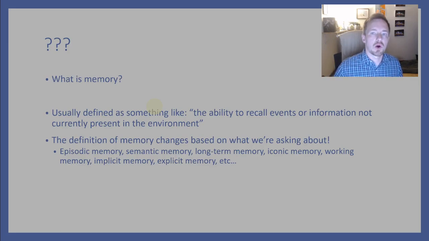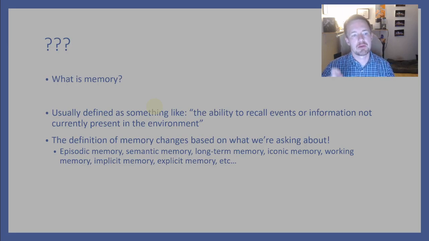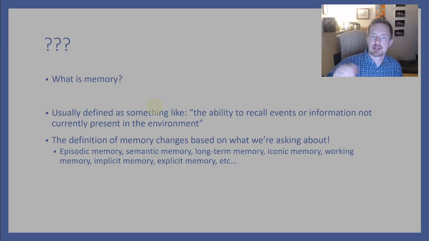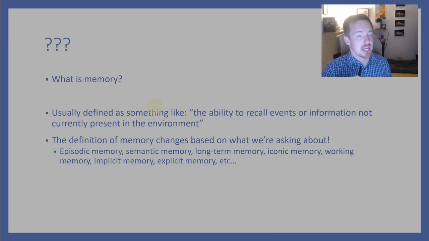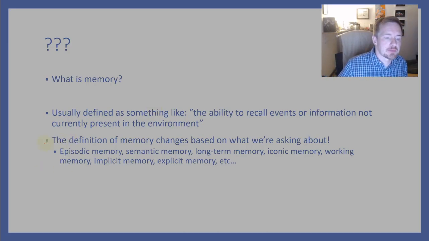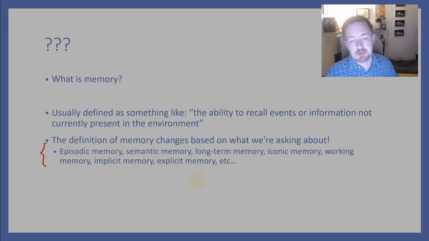But as you're going to see, it really depends on how you are talking about memory. If you're talking about memory for events that happened earlier to you today, that is one form of memory. If you're talking about memory for vocabulary words, that is a different form of memory. If you're talking about your memory for how to tie your shoes, that is a separate type of memory as well. So there's lots of different types of memory. We're going to be looking at a variety of them. Episodic memory, semantic memory, long-term memory, iconic memory, working memory, implicit memory, explicit memory, short-term memory, sensory memory, prospective memory. I'm just trying to think of some of the others off the top of my head. Echoic memory. There's a lot of different forms of memory that we can talk about.